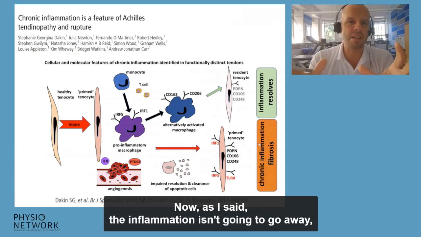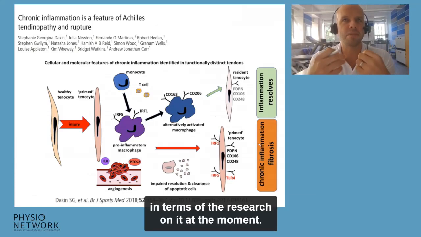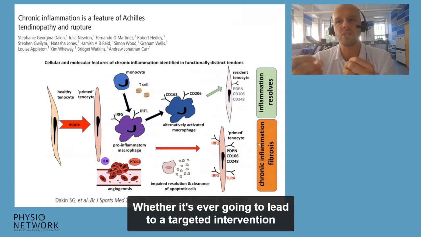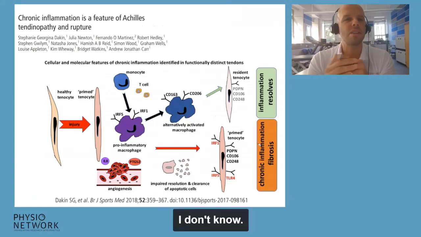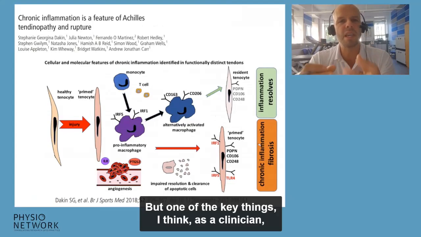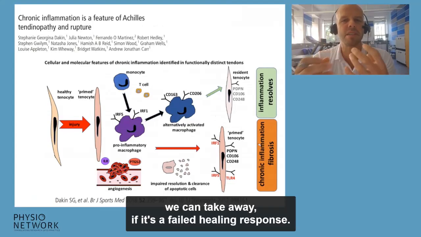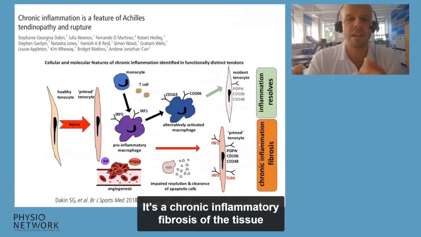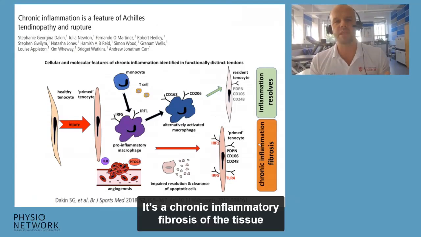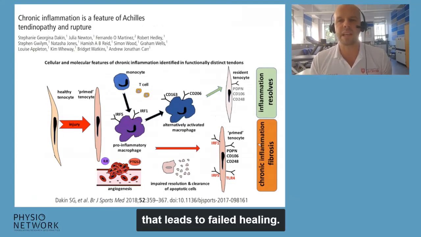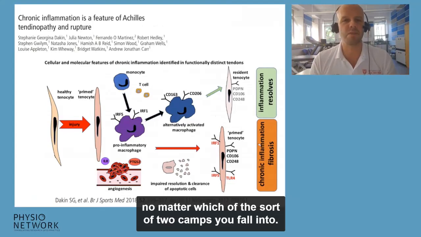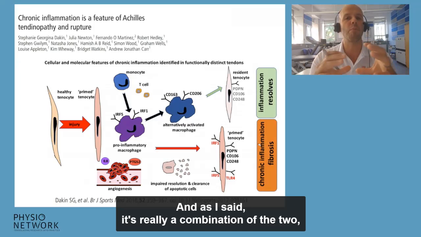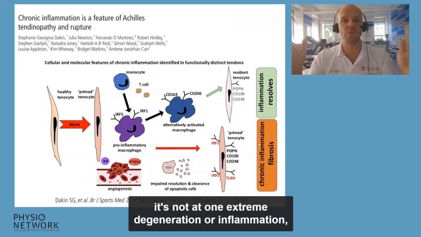Now, as I said, the inflammation isn't going to go away in terms of the research on it at the moment. Whether it's ever going to lead to a targeted intervention that will target some aspect of this complex reaction, I don't know. But one of the key things I think as a clinician we can take away is it's a failed healing response. It's a chronic inflammatory fibrosis of the tissue that leads to failed healing. And this is something I think matches no matter which of the sort of two camps you fall into. And as I said, it's really a combination of two. It's not at one extreme, degeneration or inflammation.